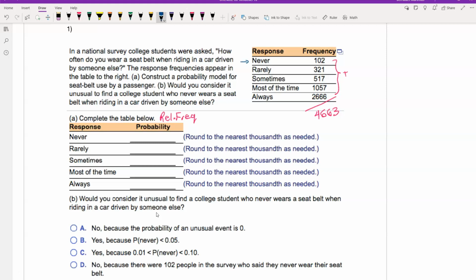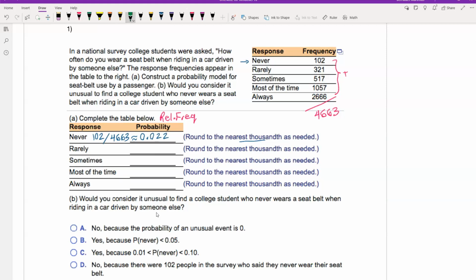And then finding relative frequency, we have to use, for never we have 102. Use that frequency divided by the sum of all frequencies. And here it's asking to round to the nearest thousandth. So rounding that is 0.022.